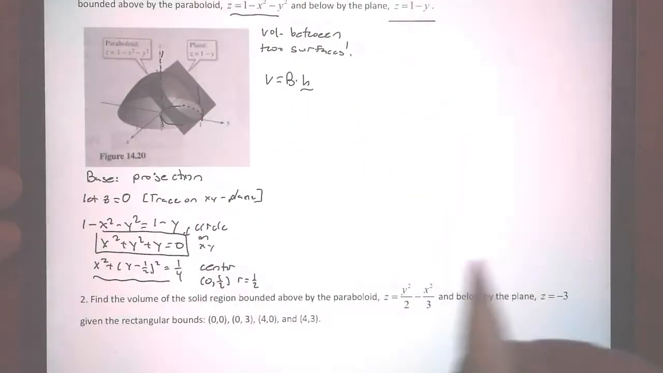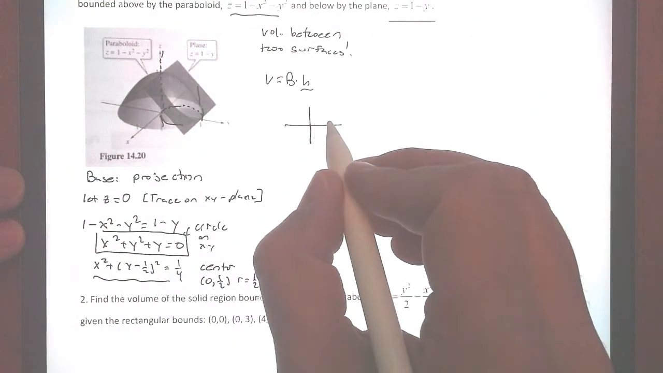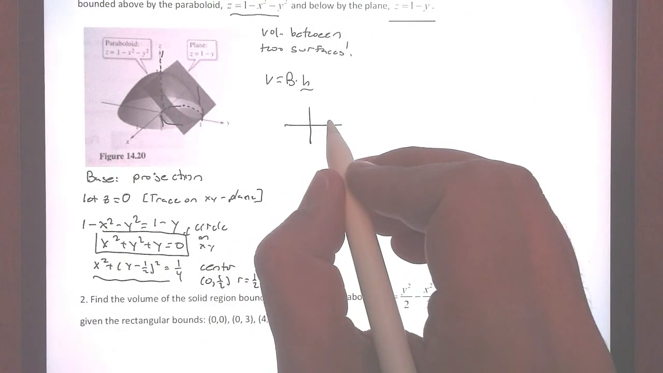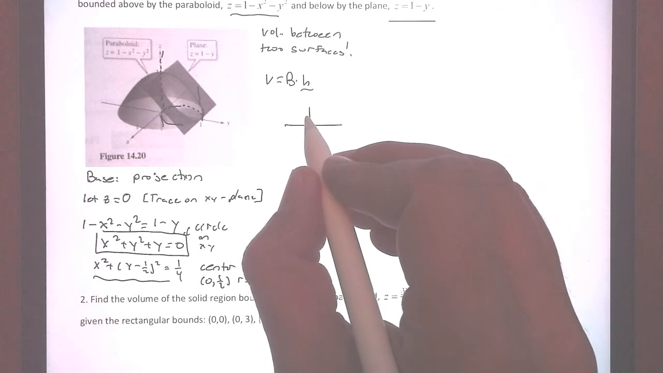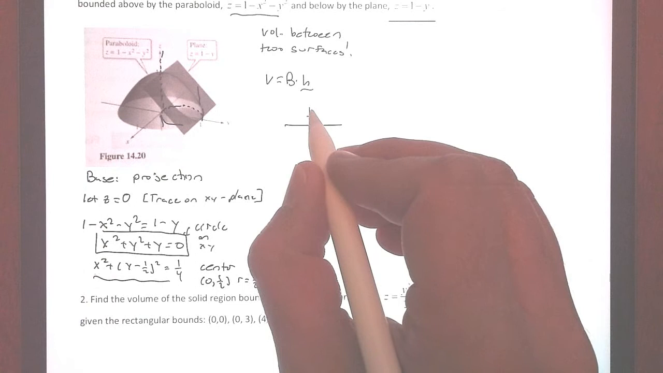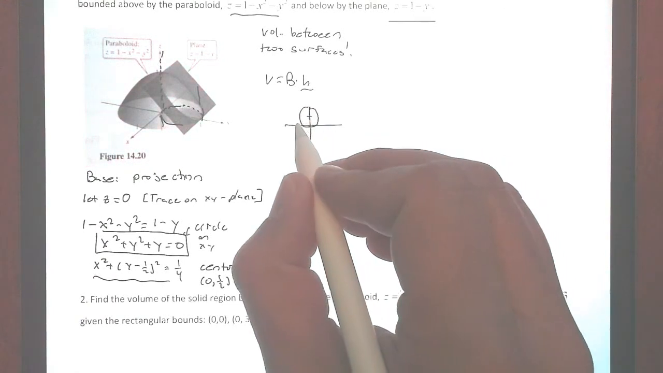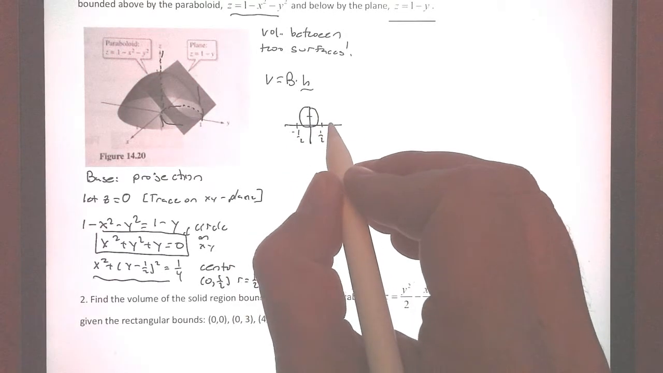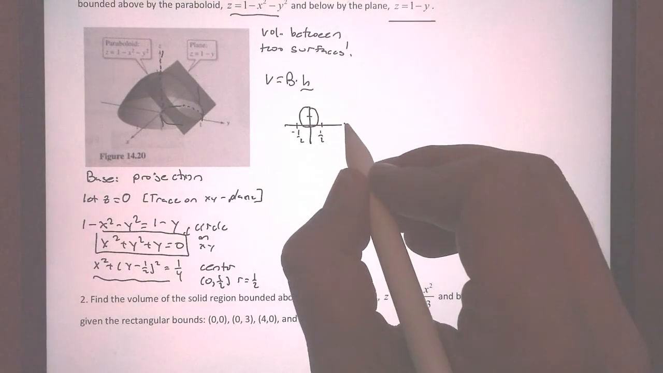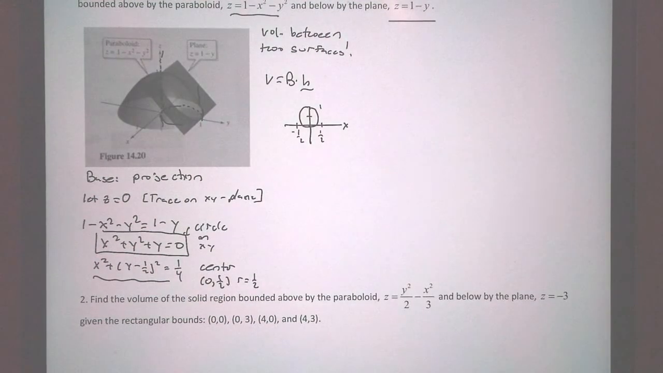So let's continue and look at the base. If we look at our circle now, if I were to draw this on the xy plane, my center we just said is at 0, 1/2, and has a radius of 1/2. So it looks like this. So that's negative 1/2 on the x, positive 1/2 on the x right there, and on the y it goes from 0 to 1 on the y.